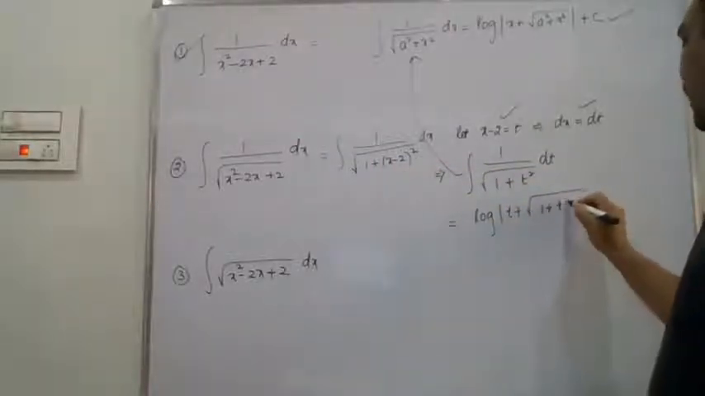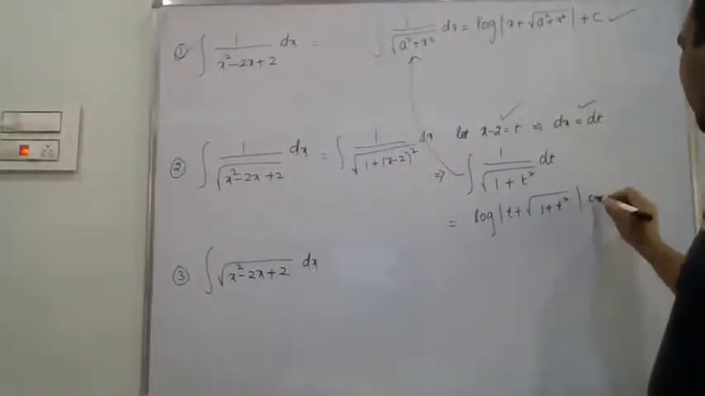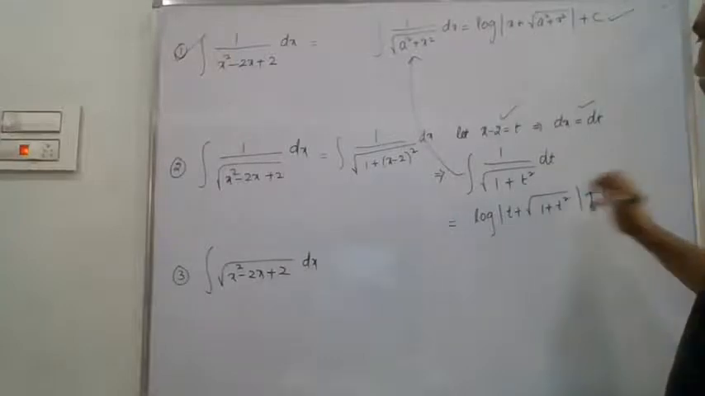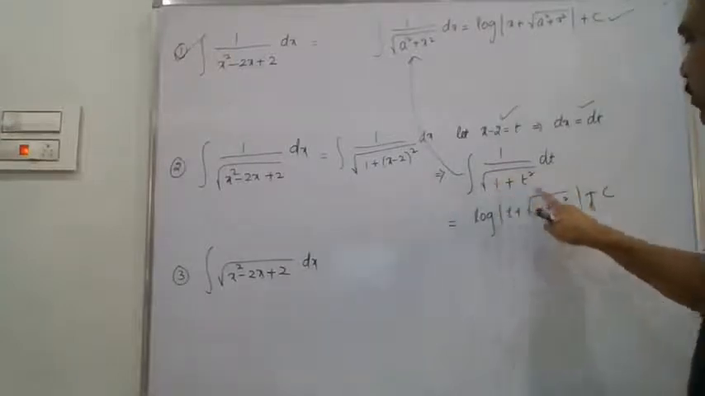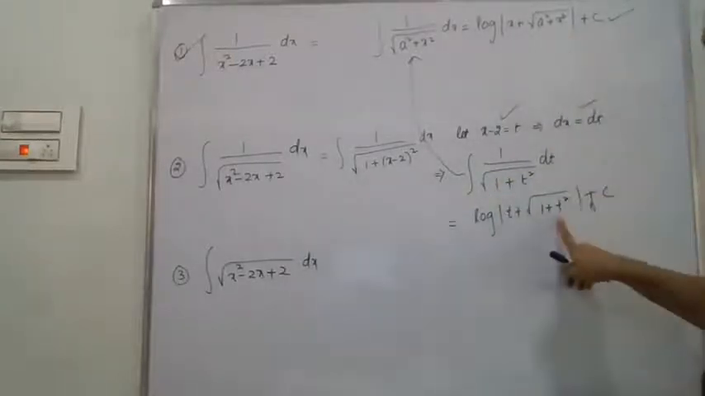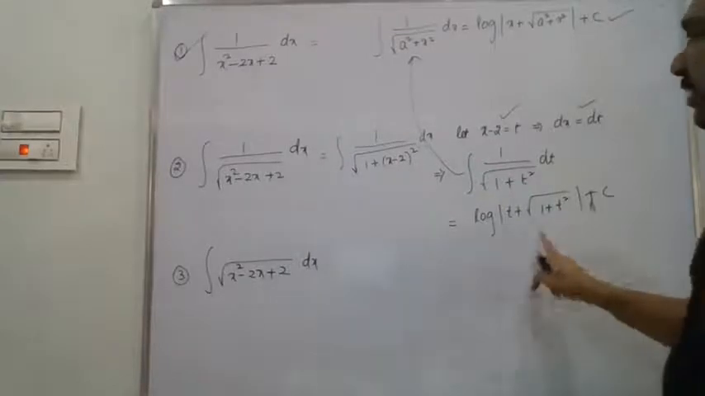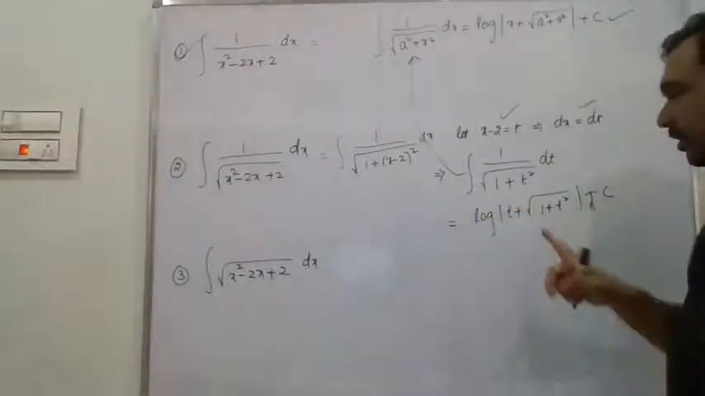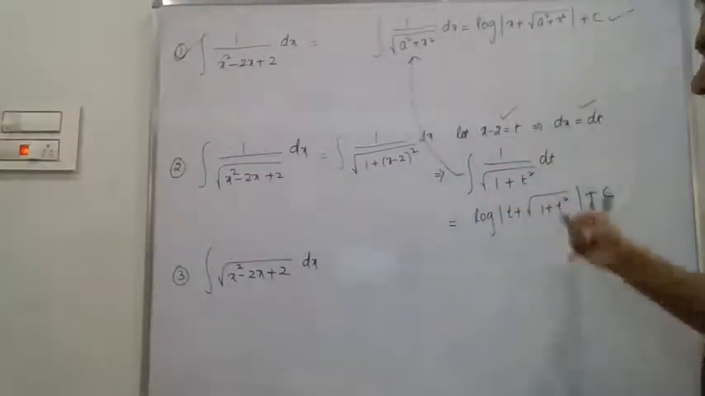1 plus t square plus constant. This is under the square root. No, this square root should be total once again. We should write here. But the answer must be in terms of variable x, no. But we got in terms of t. So once again we resubstitute the t value.